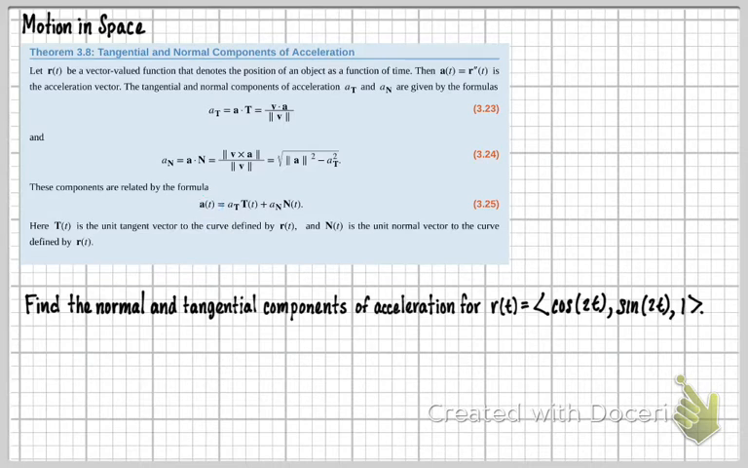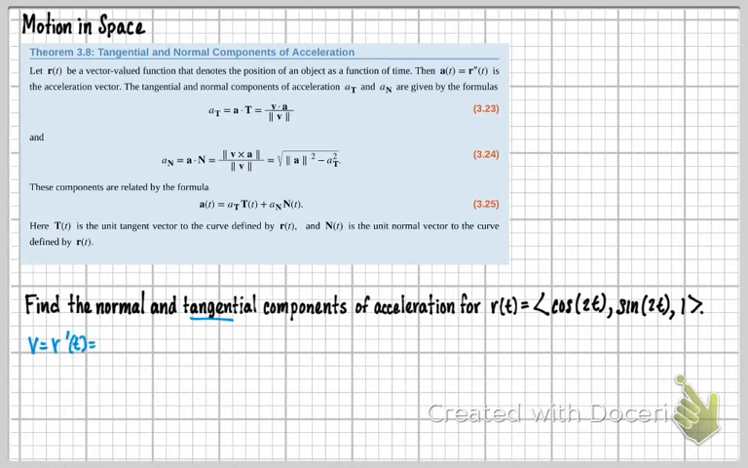So what we're going to do here is find the tangential component first. We're just going to go in order of the formulas up top. That's why. No other reason. So I need a v, an a, and a magnitude of v. Okay, so I'm just going to find v first because v is actually equal to r prime of t.